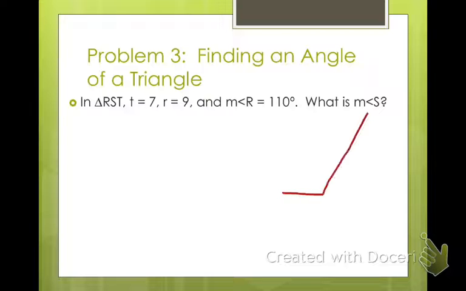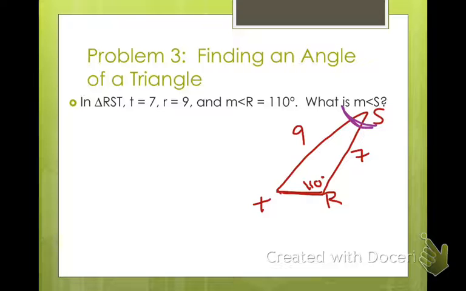So I'm just going to draw a triangle here. I know that I have one angle that's larger than the others. So this is 110 degrees. So I'm going to name this one R. And it's RST. We know that side r is 9, so that goes across from angle R. And we know that side t is 7, that's across from angle T. Okay, so there's our information. Then we want to know, what is this missing angle over here? What is this angle right here?